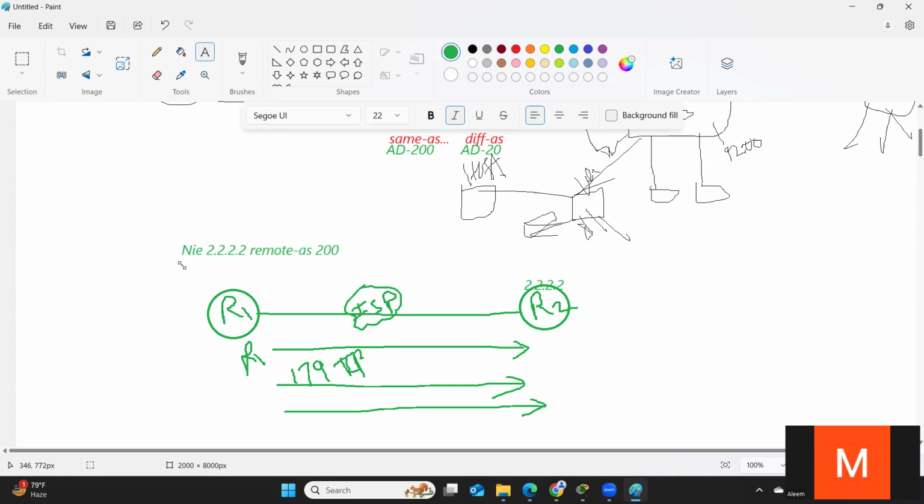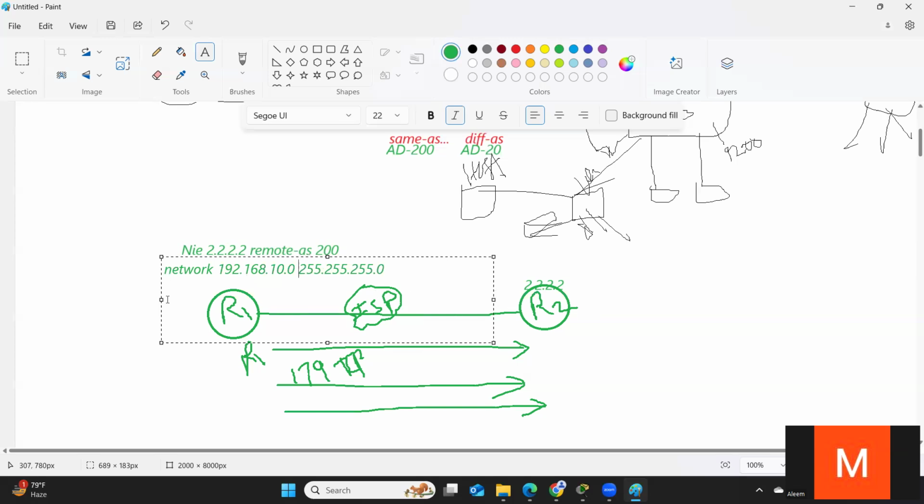Again, if you want to advertise a prefix, we will use the network command. After network we give the prefix, for example 192.168.10.0, and we give the mask, likewise 255.255.255.0. Likewise, we advertise the network prefixes. But earlier, when we configured an IGP protocol, the network command alone was sufficient, and they could form the neighborship dynamically.